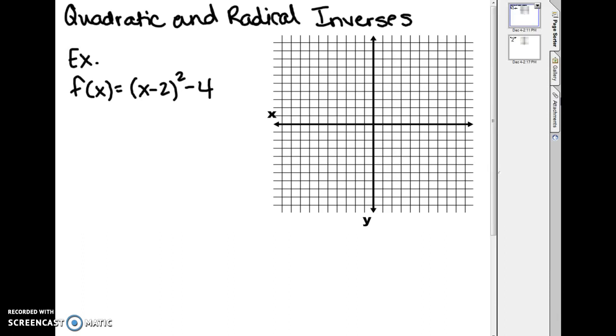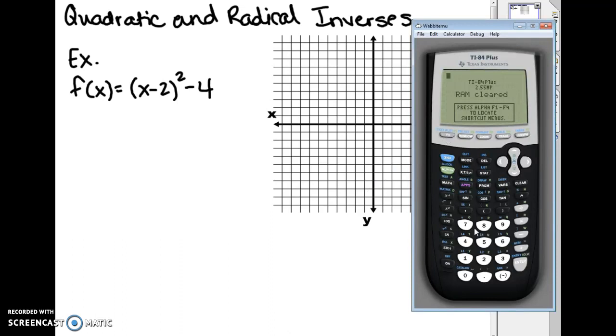So the assignment that you're going to be doing today, I'm going to kind of go over how you're going to do it. It's asking for step 1. It says for each of these functions, do the following. Graph y1 of f of x in your calculator, and then sketch the inverse. So I'm going to first graph this function.